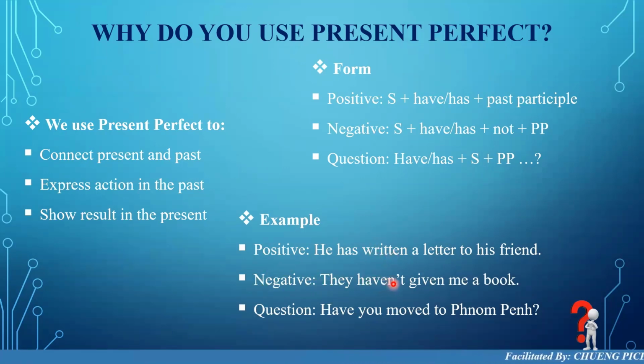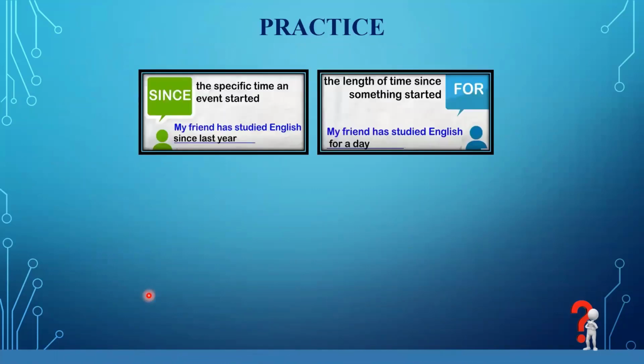Negative: they haven't, or they have not given me a book. Yeah, haven't or have not is the form, you know that. But given here is the past participle of the verb give, which is the base form. And a question: have you moved to Phnom Penh? So, yeah, moved here is a past participle. In these three sentences, written, given, and moved are the past participles used in different contexts. Okay, so let's move to the practice.